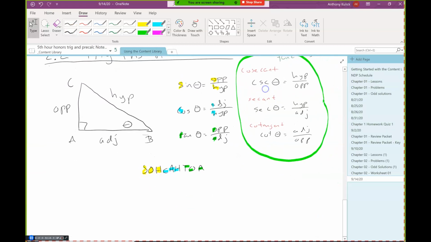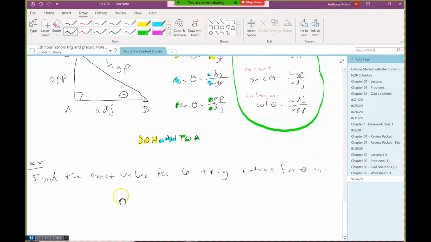Let's do a little example here to practice using these. Let's say we ask you to find the exact values for the 6 trigonometric functions for theta in the right triangle that we've given. And I guess let's put some letters on the vertices here.